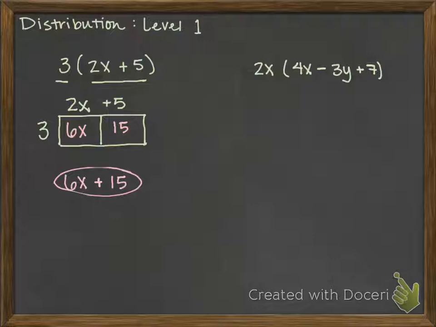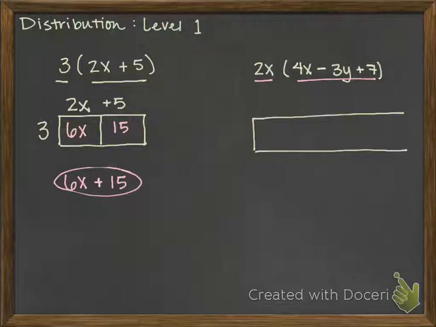All right, second problem. This one we're dealing with a couple more terms than the first problem. We are multiplying this single term, 2x, by a trinomial, since it has 3 terms, 4x minus 3y plus 7. This means we need to set up a 1 by 3 generic rectangle. So we have a 1 by 3. This guy's going to start getting big. That's totally fine.